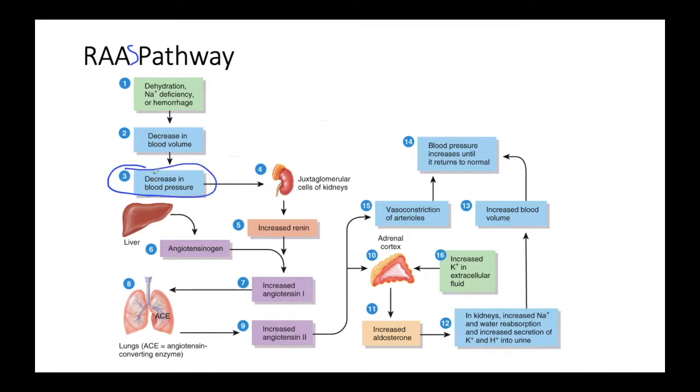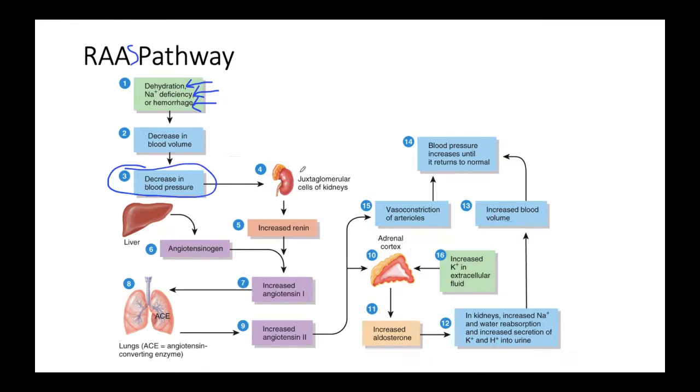Number 3, we have a decrease in blood pressure, probably because they're a little dehydrated, a little bit low on salt, or maybe they're losing blood and they're hemorrhaging. If they're hemorrhaging, there's going to be a decrease in blood volume. If there's a decrease in blood volume, you get a decrease in blood pressure. All the blood is being filtered out by the kidneys.